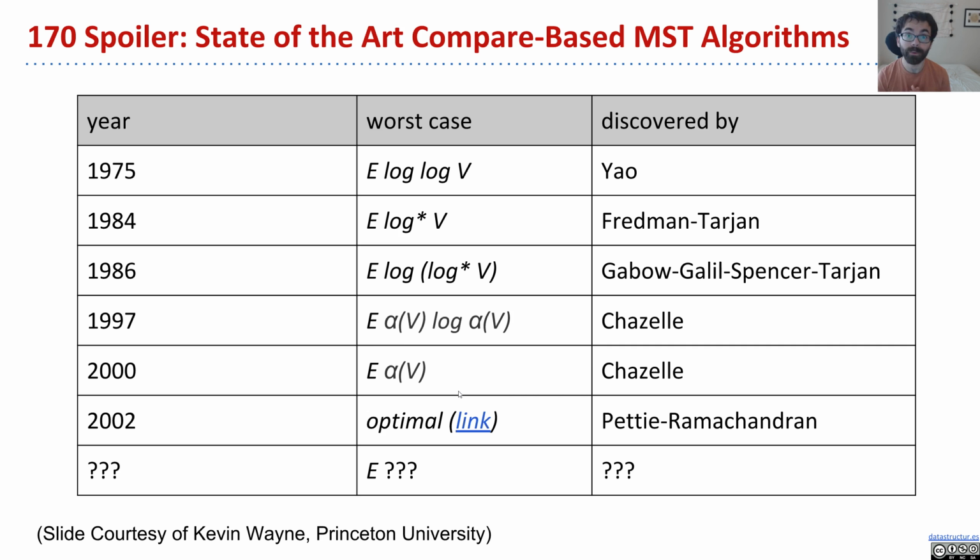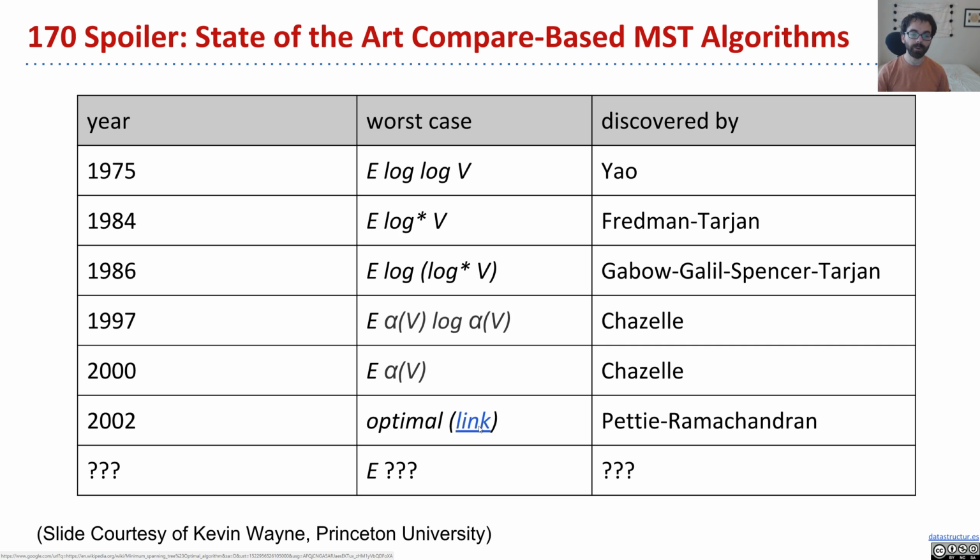Now in 2002, a really interesting thing happened, where a couple of folks discovered an algorithm that was guaranteed to be optimal, but nobody knows the runtime. So maybe it's E, maybe it's not, nobody knows, but it's known to be the best possible asymptotic runtime. And if you're curious about how that's even possible, it's a kind of a surprising fact, you can check out this link and read a little more about it.